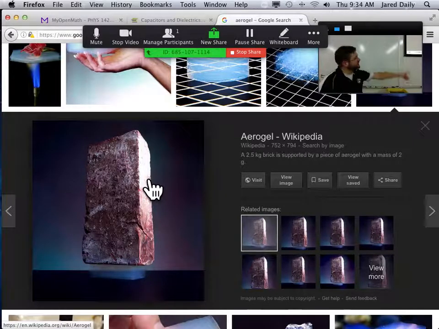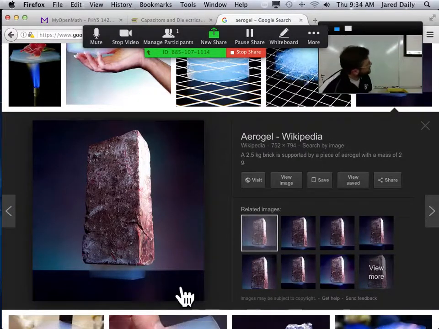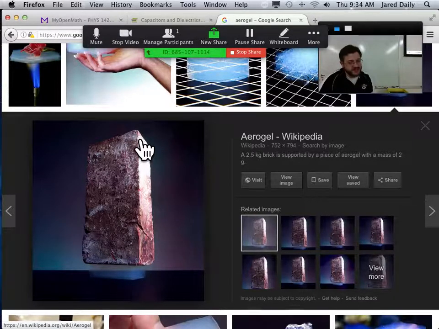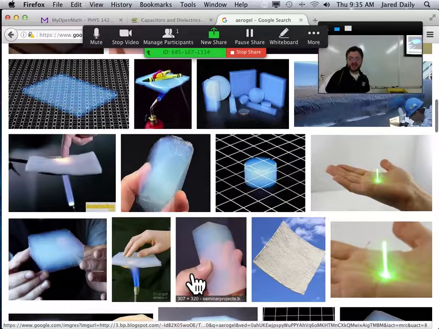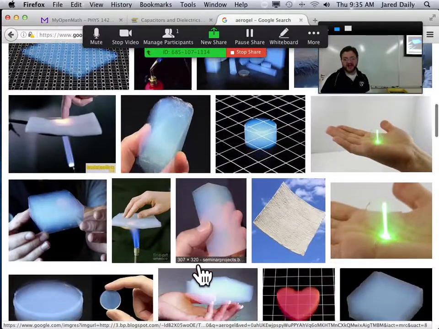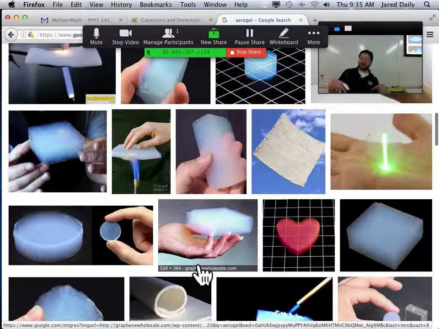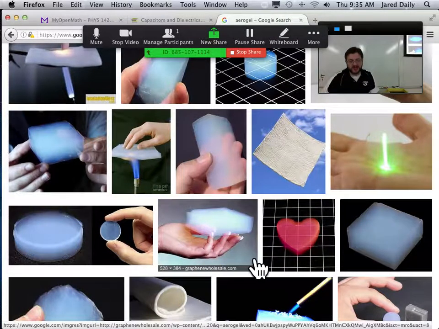So this block, I can't really see it that well, but there's this little piece of aerogel underneath it. And this thing is 1,000 times more massive than the thing supporting it, and it doesn't cause it any harm at all. It's extremely strong. Another one of the extreme characteristics of aerogels is that they can be infused with different materials. And those materials that normally could not be used as a dielectric material can be used when they're infused into aerogel. So aerogel is a very useful material.